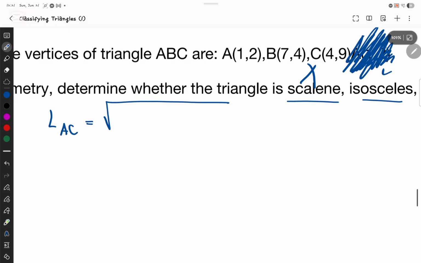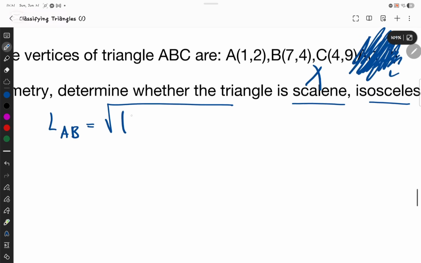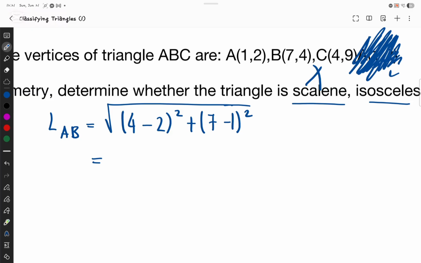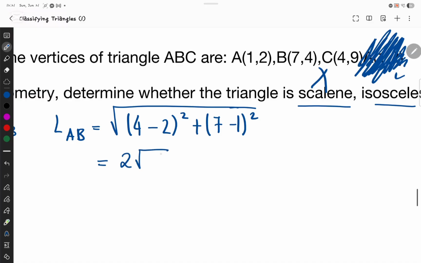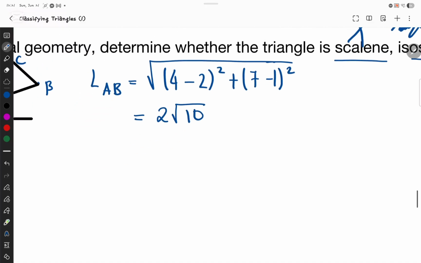Length of AC will be y1 minus AB first. Sorry, you can do anything first, but I like to do AB first. 4 minus 2 squared plus 7 minus 1 squared, adhering to the formula. I would just plug it into my calculator because obviously this is not an important step, but your teachers would expect you to show all your work.